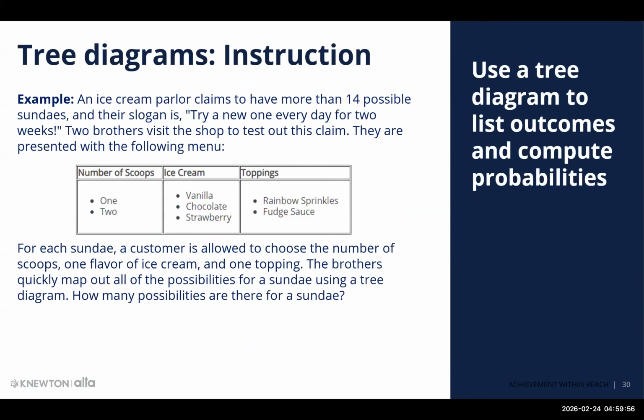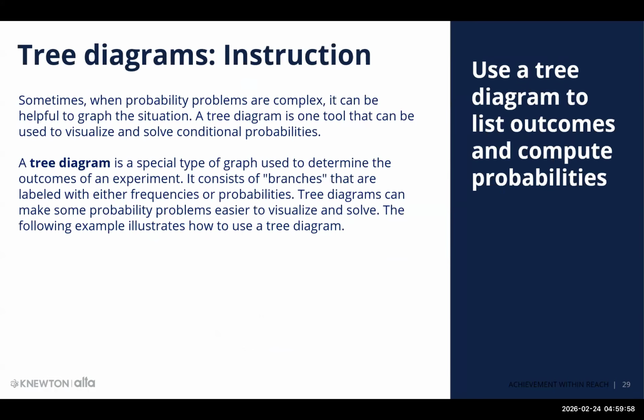We were on roughly this slide. It says sometimes when probability problems are complex, it can be helpful to graph the situation. A tree diagram is one tool that can be used to visualize and solve conditional probabilities. So we're going to be using a tree diagram, a special type of graph used to determine the outcomes of an experiment. It consists of branches that are labeled with frequencies or probabilities. So very useful.